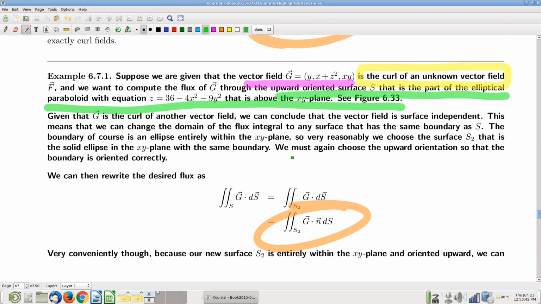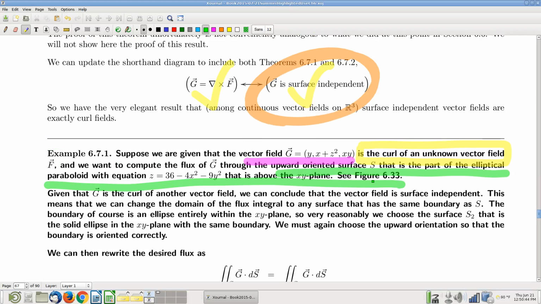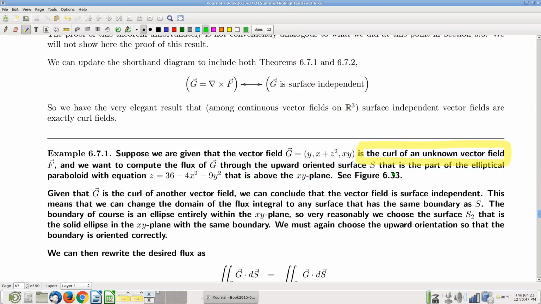And let me point out, in this exercise, I had to be given that my vector field was in fact a curl so that I could conclude that it was surface independent. And what are the odds that you're going to be given this? How likely is it, do you suppose, that whenever it is a curl, you will know that it's a curl? That's not obvious.